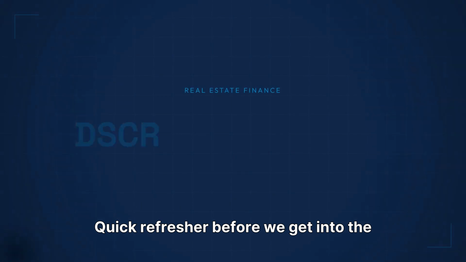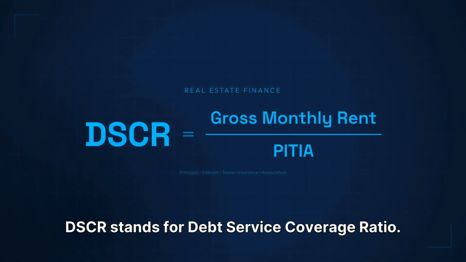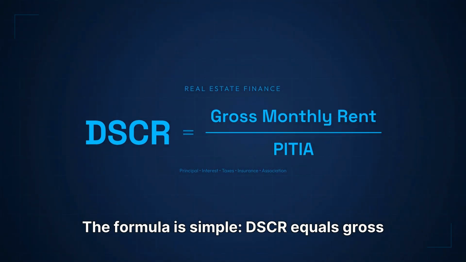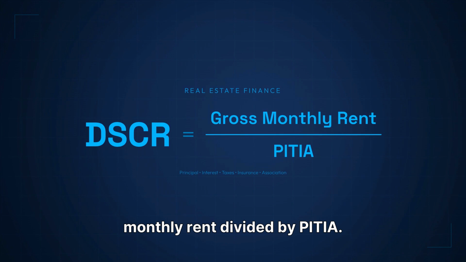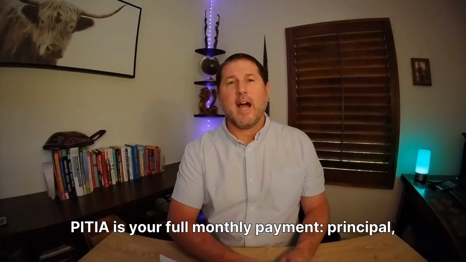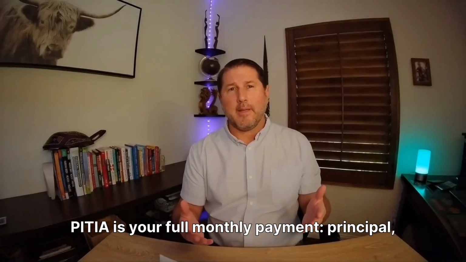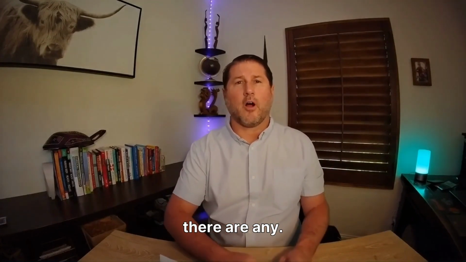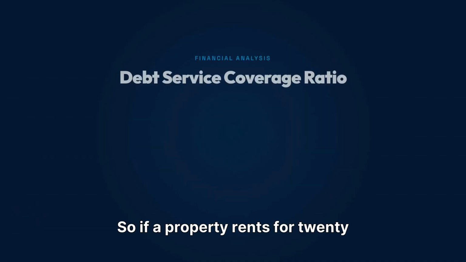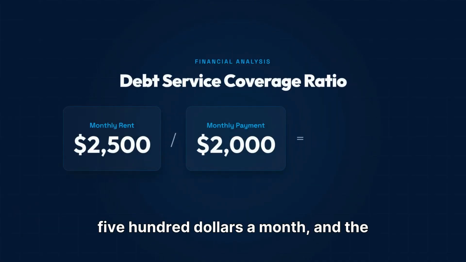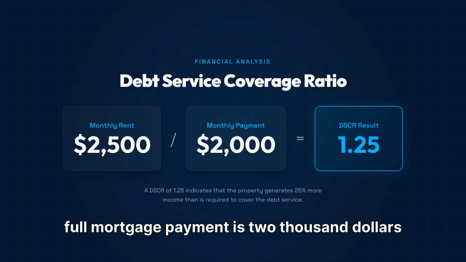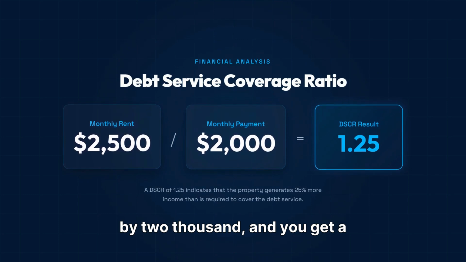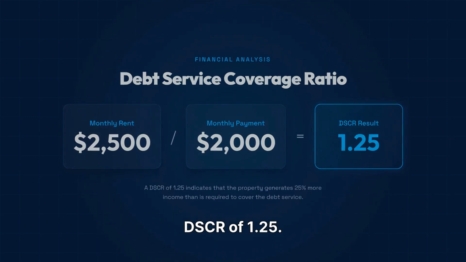Quick refresher before we get into the cutoffs. DSCR stands for Debt Service Coverage Ratio. The formula is simple. DSCR equals gross monthly rent divided by PITIA. PITIA is your full monthly payment: principal, interest, taxes, insurance, and HOA dues if there are any. So if a property rents for $2,500 a month and the full mortgage payment is $2,000 a month, you divide $2,500 by $2,000 and you get a DSCR of 1.25.